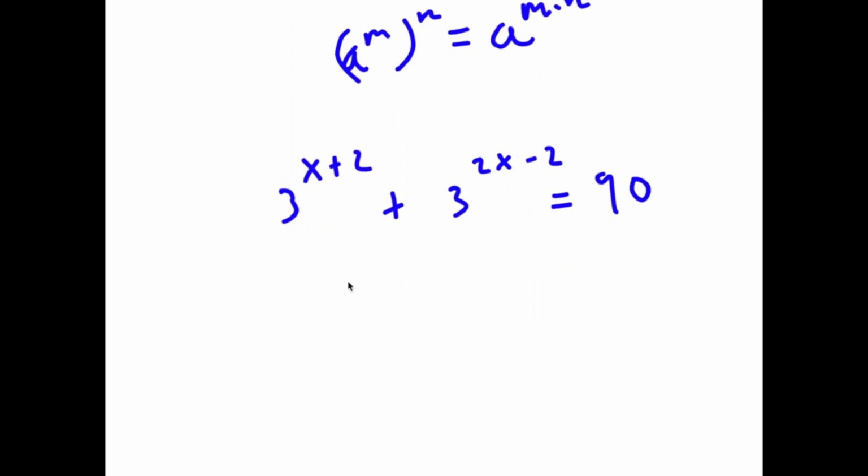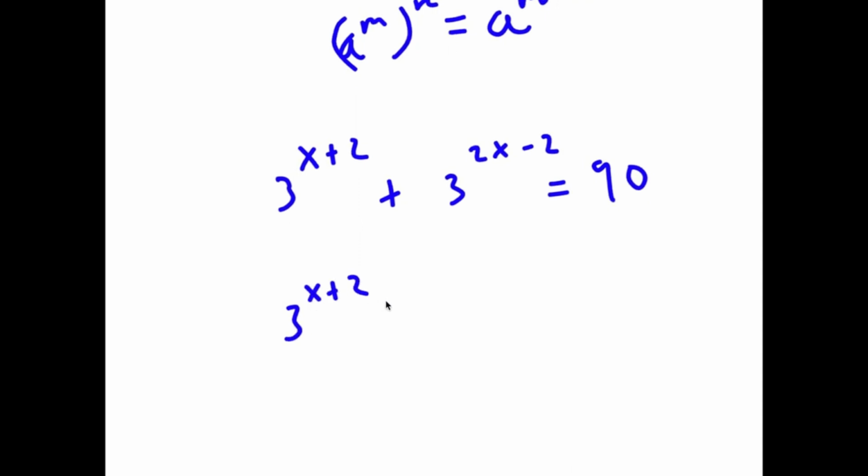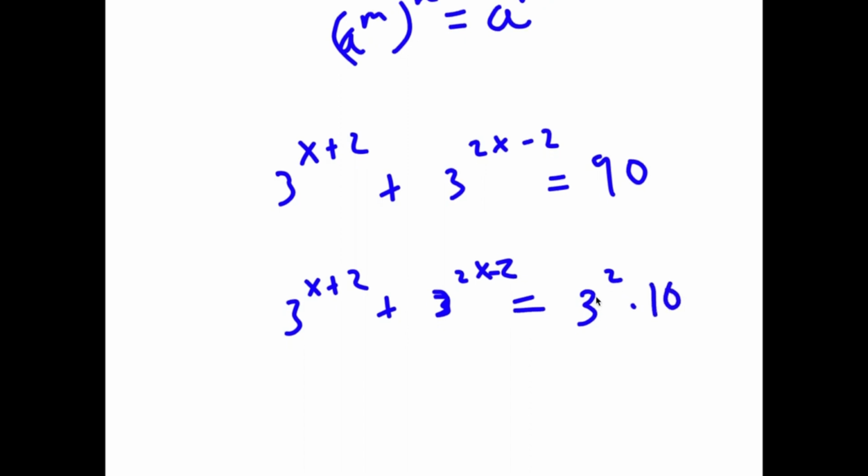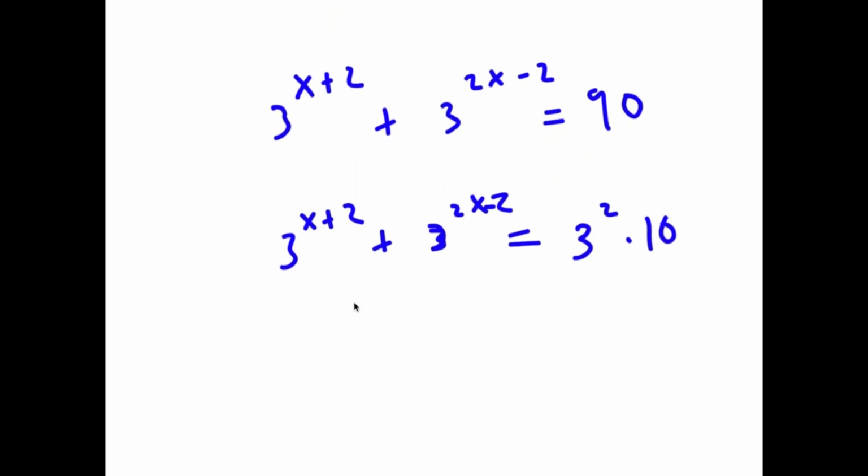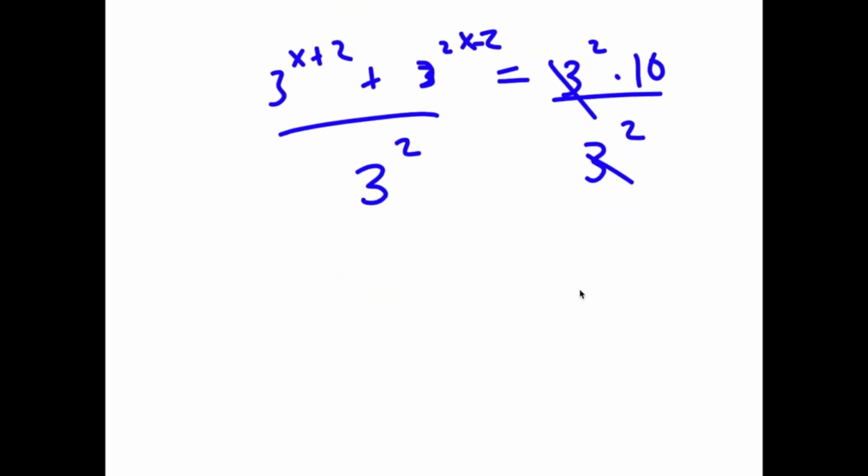Now, if I divide both sides by, well, first off, 90 here is equal to 3 to the power of 2 times 10, which 3 to the power of 2 is 9, 9 times 10 is 90. So now I'm going to divide both sides by 3 to the power of 2. So these two cancel out.